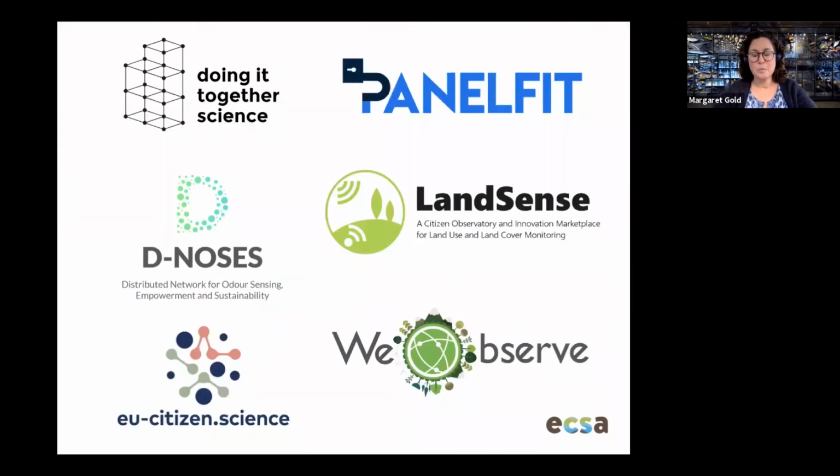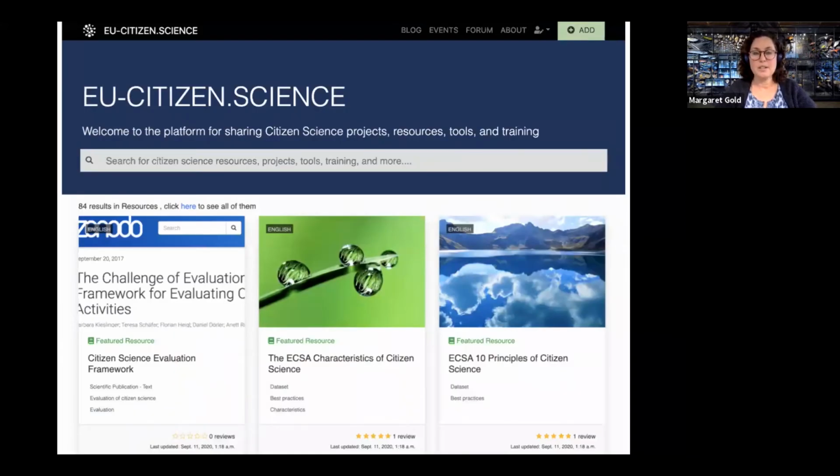These are the citizen science projects that we're involved in at the moment. The DITOS Doing It Together Science project wrapped up about a year ago now. And some of these other projects are starting to head into their final phases. But the EU Citizen Science Project is really our key landmark project, because it is a really big consortium. We've got 23 partners representing 12 European countries who are building this platform for sharing knowledge about doing citizen science.